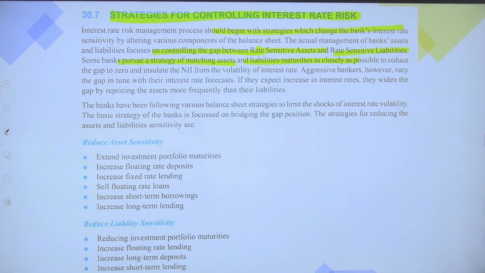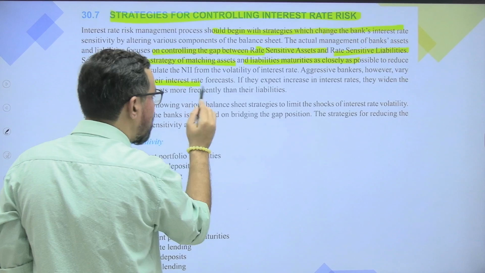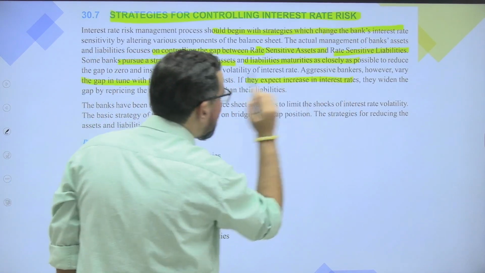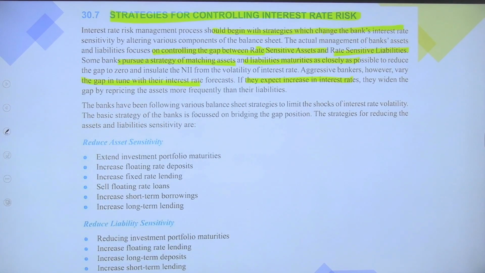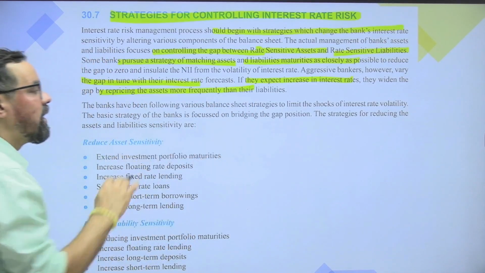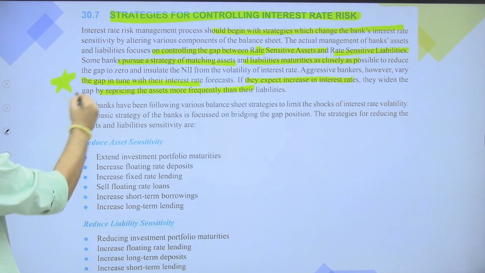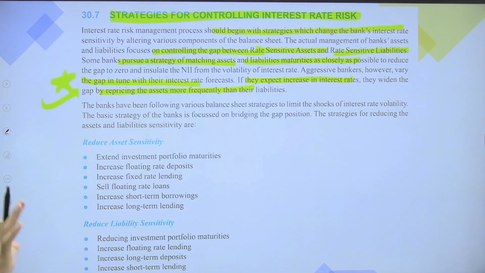Aggressive bankers, however, vary the gap in tune with the interest rate forecast. If they expect an increase in interest rate, they widen the gap by repricing the assets more frequently than the liabilities. Okay, so this was the point. Very nice question and we got stuck in this one. The questions in which we get stuck are very important.